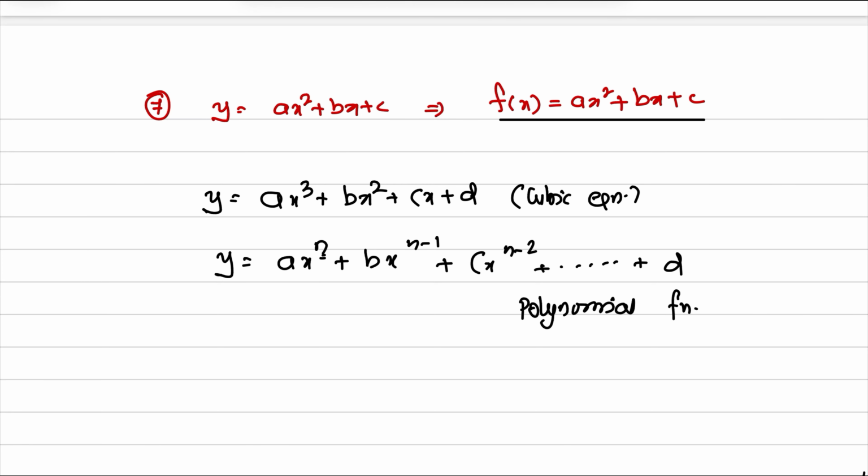For example, let us take one equation. Function f(x) is equal to ax square plus bx plus c. Let's consider a typical example where c is equal to 0, b is equal to 0 and a is equal to 1. What happens? Function f(x) is equal to x square.